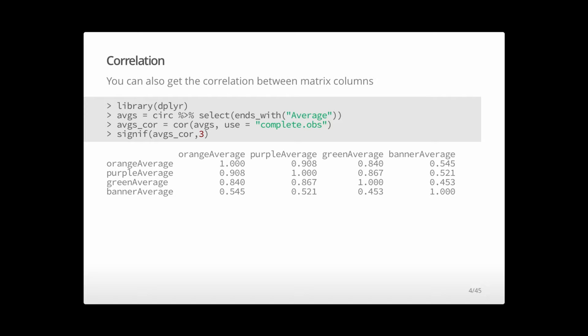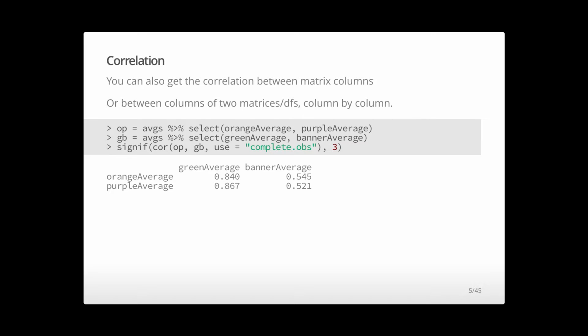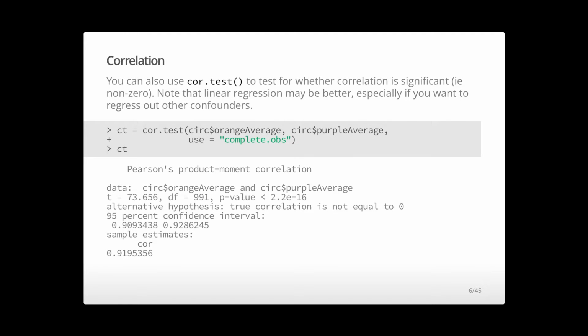Yes? Is there any way to get out the Ns and p-values? Not with the cor function. And these are all zero order. They're not partial. You have to do the regression. If you want to get a partial correlation, you invert the matrix. Okay. Yes. cor.test is what you want, yes.